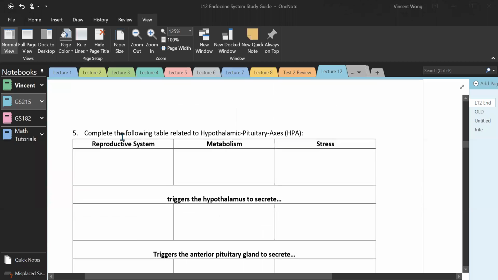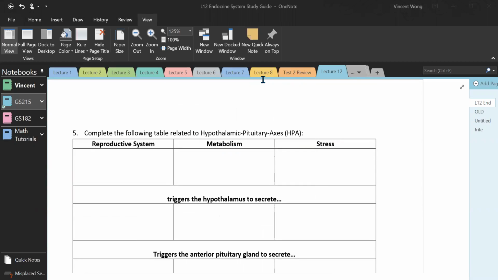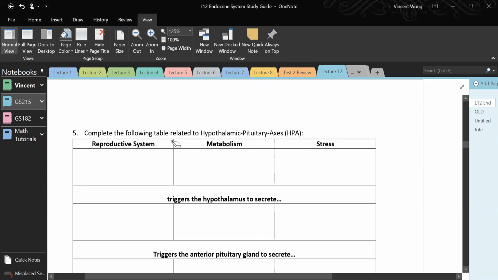Next, we have a very big chart, but this chart is just to show you the relationship between these pathways. Okay, they are all part of what we call the hypothalamic pituitary axis. We have three of them, so axes, or HPA. Okay, so let's start with the ones that we are familiar with.